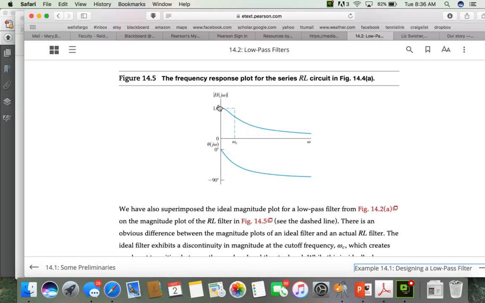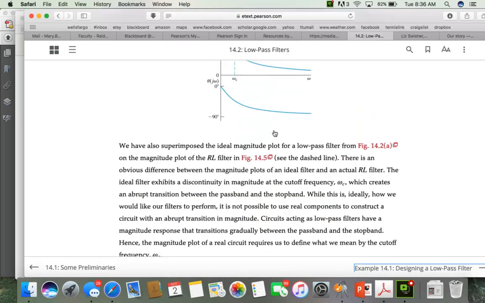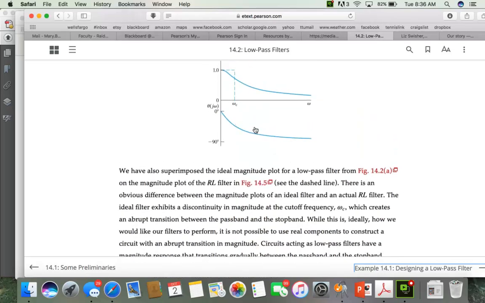So why is it not ideal? The magnitude ratios in the passband are not equal to 1. The transition is not infinitely steep or vertical. And in the stop band, we have regions where the magnitude is not equal to 0. Notice also the phase plot is not linear with respect to omega.